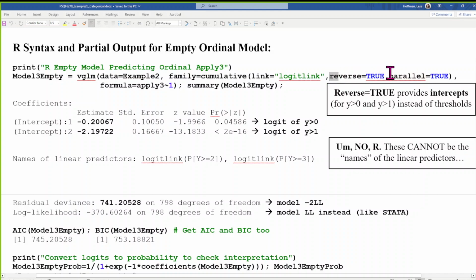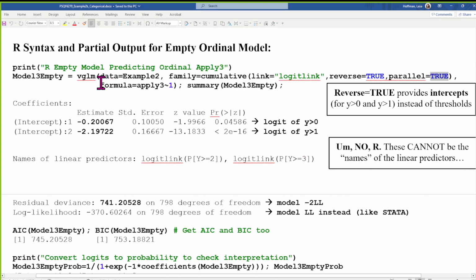So these are the magic options that differentiate this function from everything else that I could find, is that you have both choices. Reverse equals true means change it from thresholds to intercepts. Parallel equals true means fit the proportional odds, parallel slopes, force them all to be the same across submodels for now. But can you guess how I would change this to allow different slopes? What's the opposite of true? False, yeah. So that part makes sense. For now, we don't have any slopes, so this is irrelevant, but these are what those choices mean. I'm going to keep them in there for continuity.